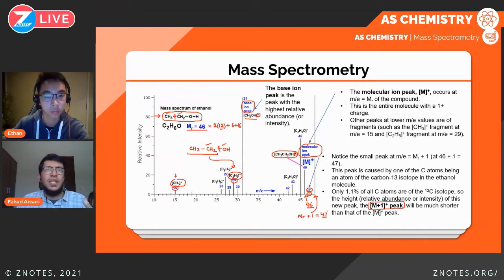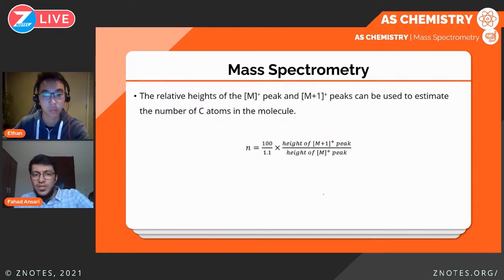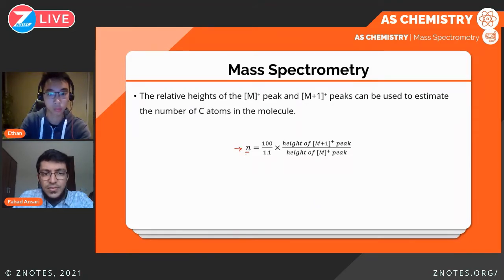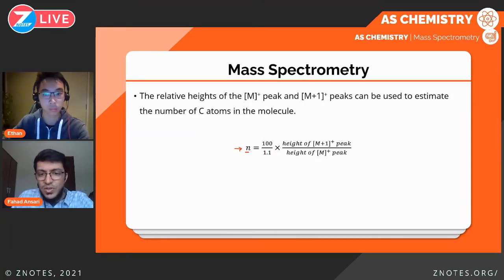For small molecules with very few carbon atoms, we can use these two peaks, the M peak and the M plus one peak, to find the number of carbon atoms in our organic compound. For this, we have this particular formula. n over here is the number of carbon atoms, equal to 100 over 1.1 times the height of the M plus one peak. This is that very tiny peak that you saw towards the end of the mass spectrum, and the height of the M peak in the denominator. This is the M peak, the molecular ion peak that we saw earlier.